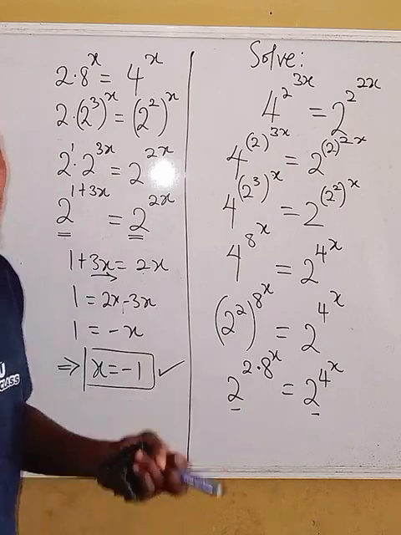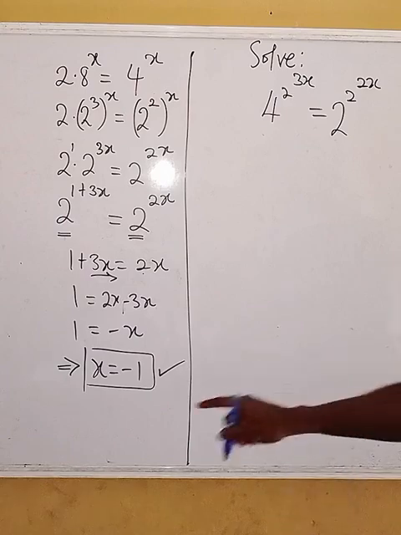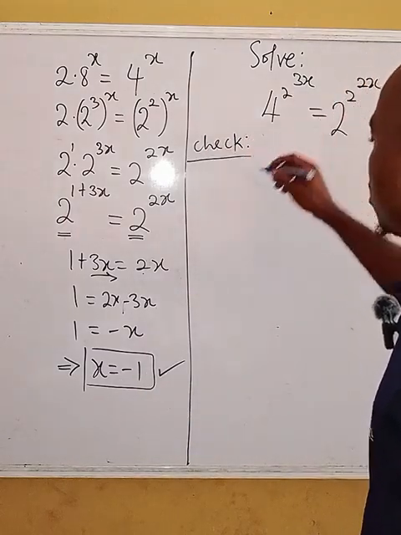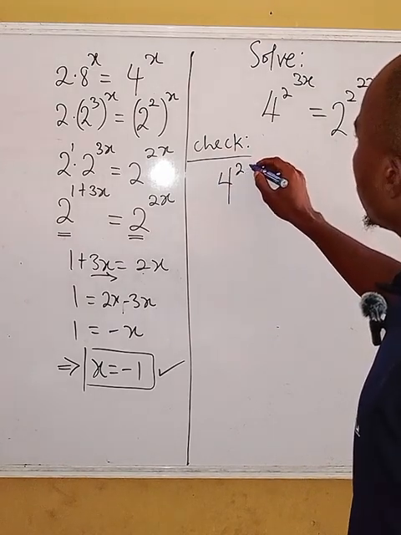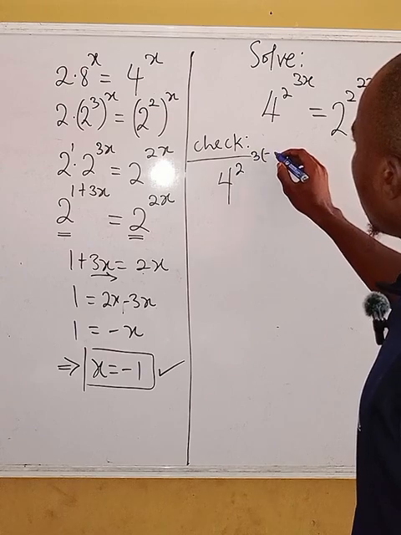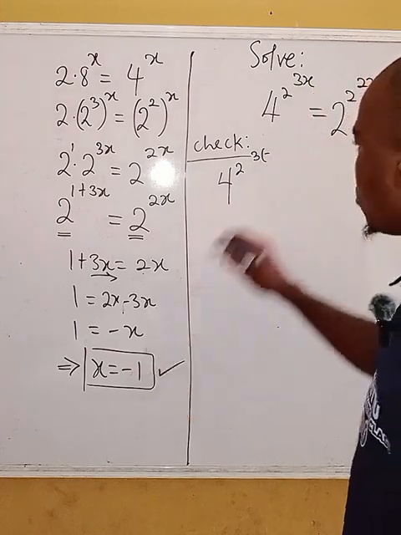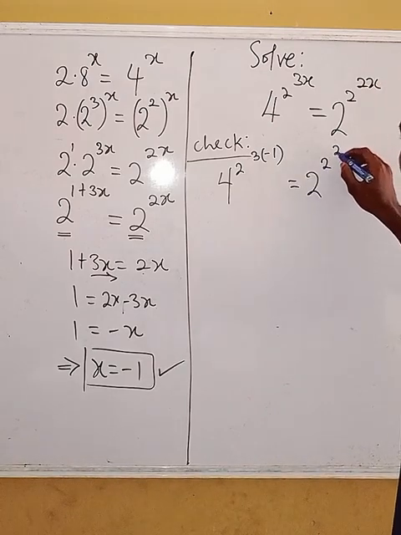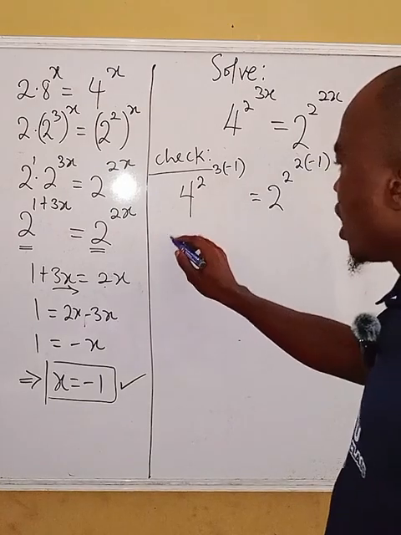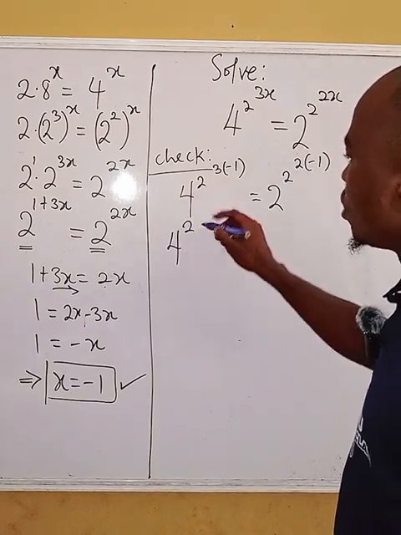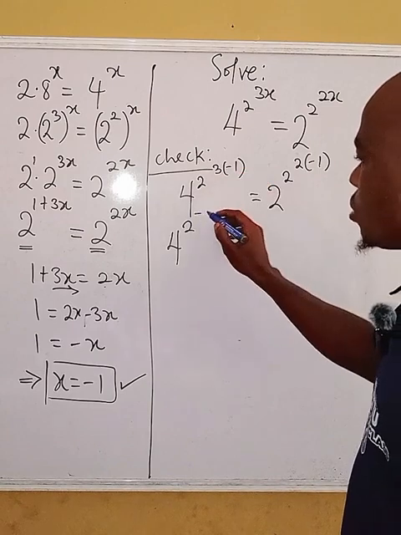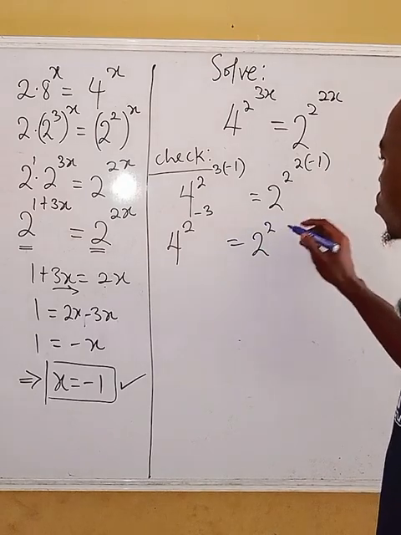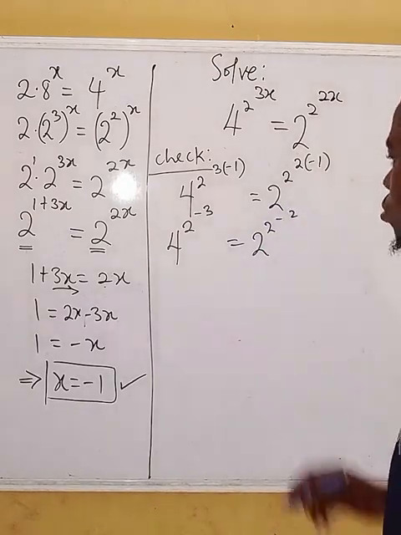Okay, let's try to see how we can do it. We'll check now. Since we have x equals minus 1, check. 4 to the power of 2 times 3 minus, because x is minus 1, we put minus 1 here, then equals 2 to the power of 2 times 2 minus 1. So here I'm going to have 4 to the power of 2, now this 3 times minus 1, I'm going to be having minus 3, then equals 2 to the power of, 2 times this, we're going to have minus 2.